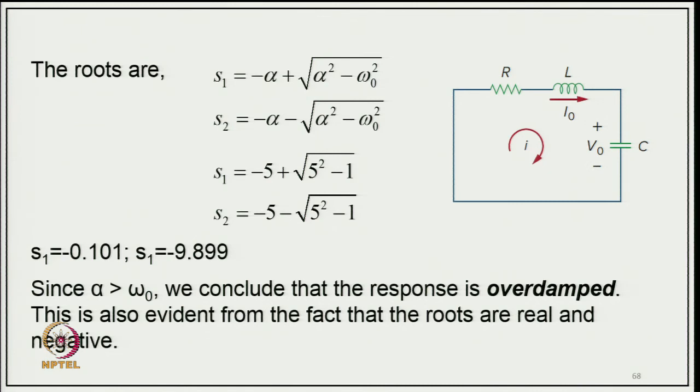So, these two roots come out as S1 equal to minus 0.101 and S2 equal to minus 9.899. Alpha is greater than omega 0, so we can conclude that the response is overdamped, and this is also evident from the fact that both roots are real and negative.